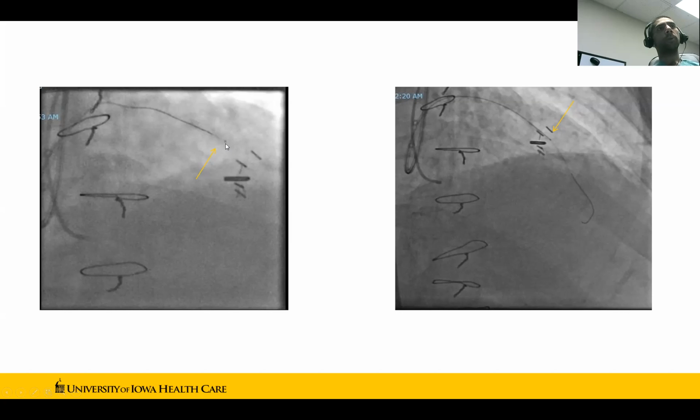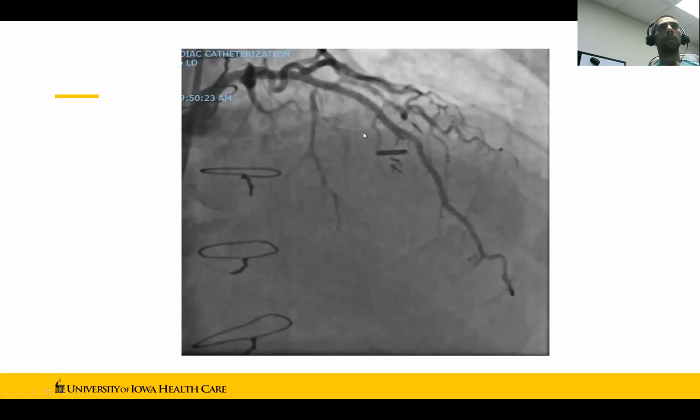We stop the CrossBoss once we have crossed the CTO segment, and then we switch over to the Stingray. And you would notice, again, pointed by the arrow, we switched over to the Stingray wire, which crossed into the true plane. You always inject retrograde to make sure that you are actually within the true plane, and then we switched over to a workhorse wire and started stenting, resulting in this final result with stents extending across the CTO segment.